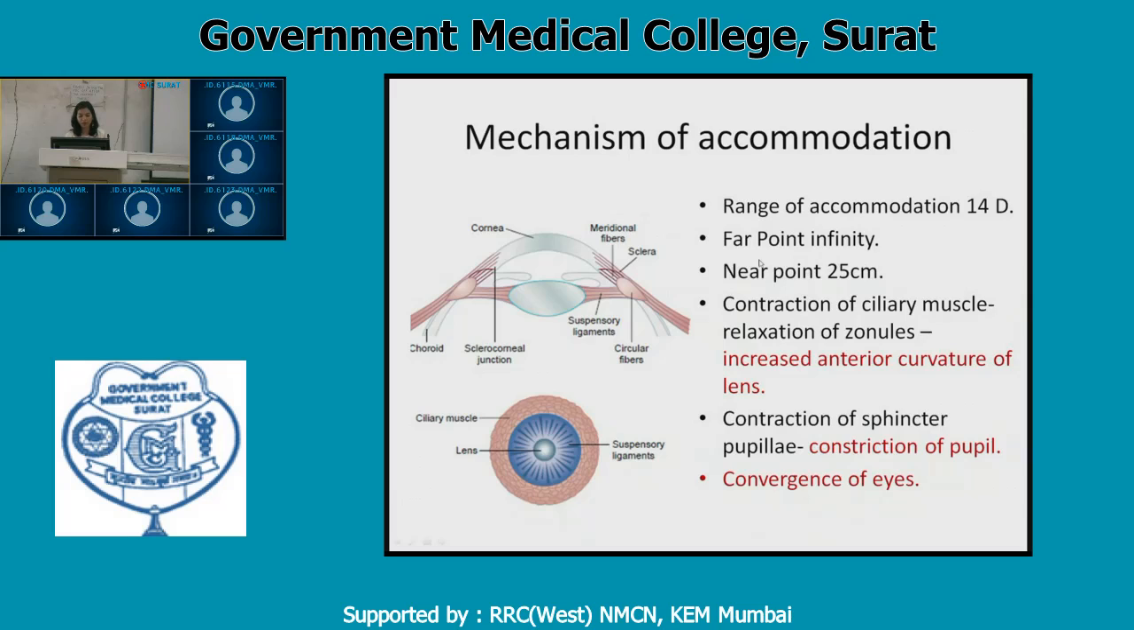What is the near point? It is the nearest point at which the object is placed and, with complete accommodation, or complete contraction of the ciliary muscles, the image is formed on the retina. Normally this near point lies at around 25 centimeters from the eye, or say 10 to 11 inches, and that is the normal reading distance for a person with a normal eye.